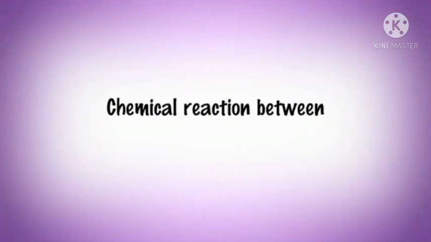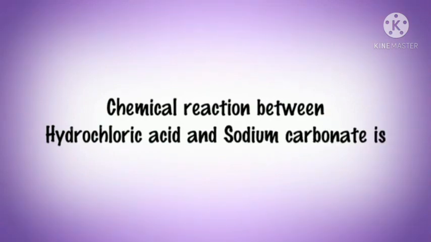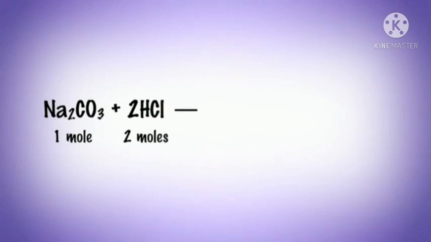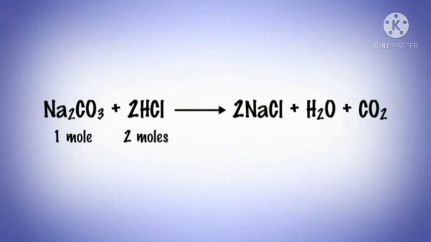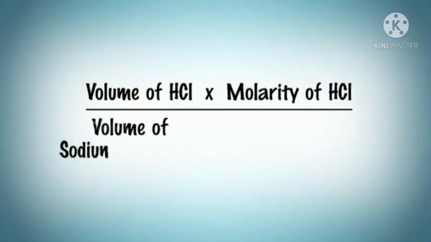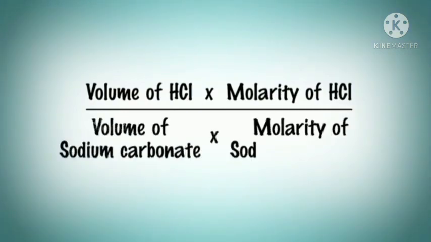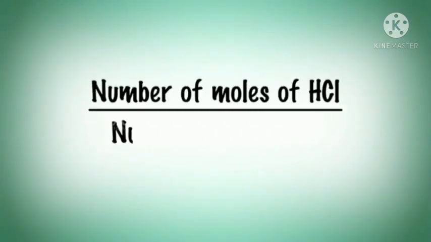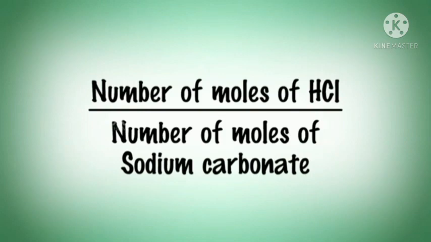The chemical reaction between hydrochloric acid and sodium carbonate can be represented as Na2CO3 plus 2HCl gives you 2NaCl plus H2O plus CO2. Since in the balanced equation, 2 moles of hydrochloric acid react with 1 mole of sodium carbonate, the volume of HCl into molarity of HCl divided by volume of sodium carbonate into molarity of sodium carbonate gives you number of moles of HCl divided by number of moles of sodium carbonate.